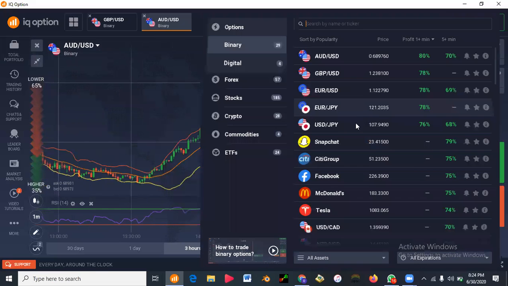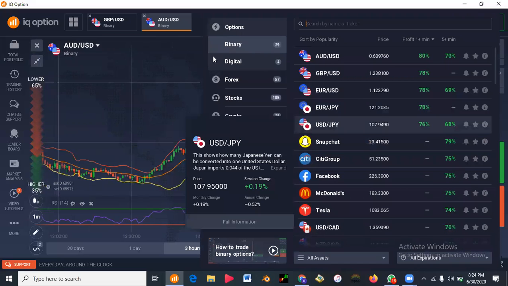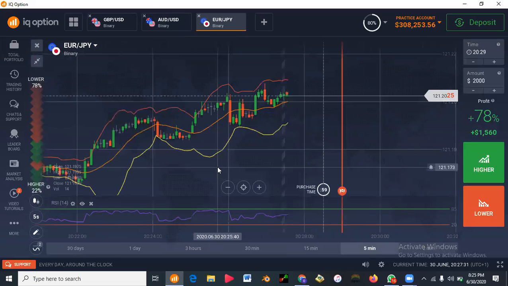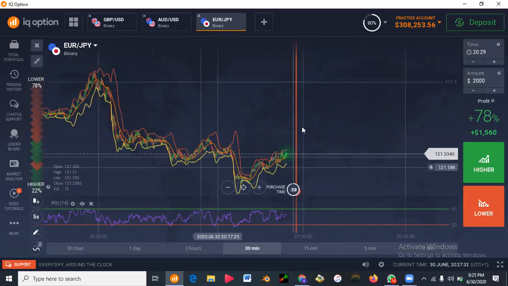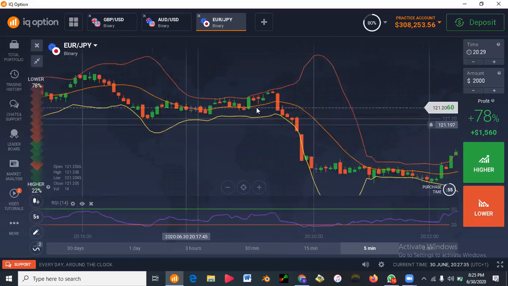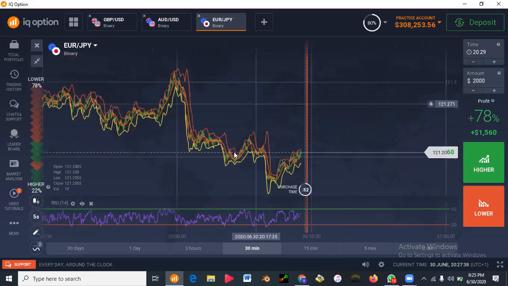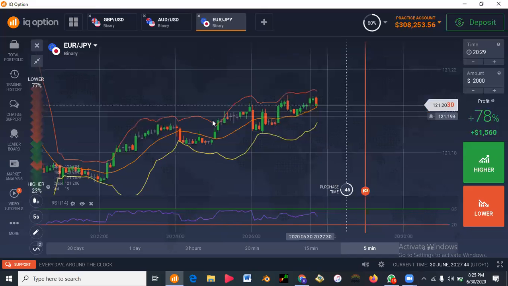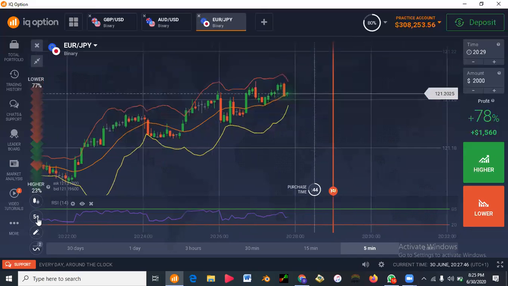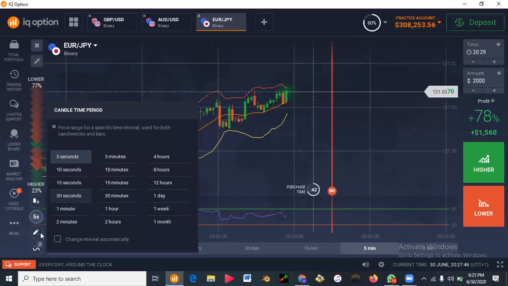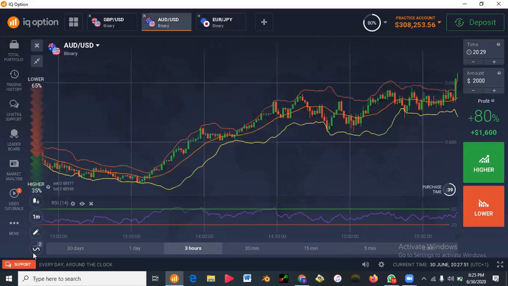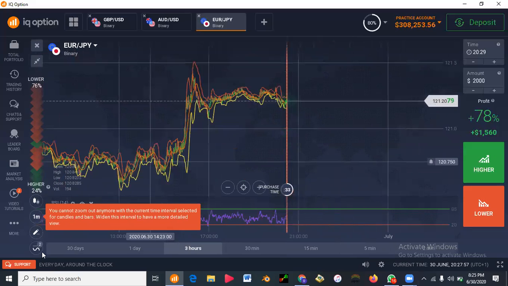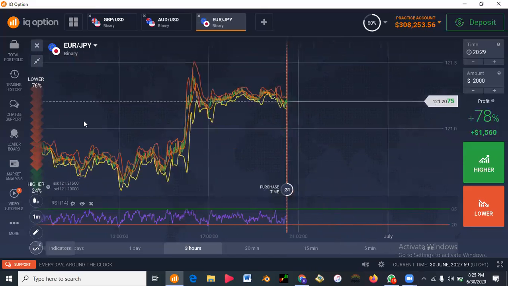So let me add, okay, JPY. This one is volatile. Let's check if it's volatile. Okay, you see it's volatile. Heading downwards since morning. So what I want to teach you is the moving average and the MACD. So let me clear the Bollinger Band.